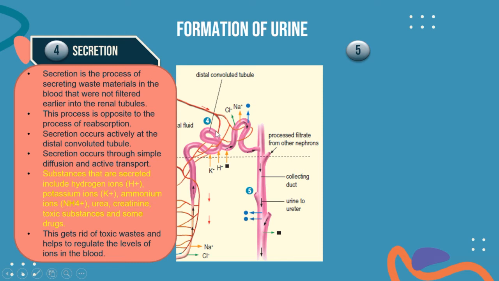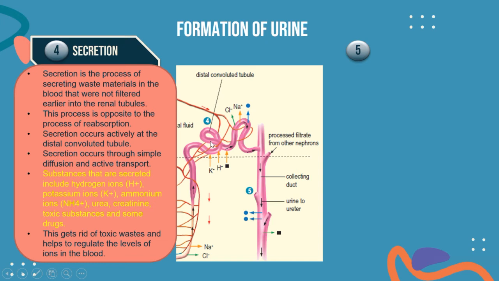Yeah, it will be secreted into the distal convoluted tubule from the blood capillary. So the movement of the substance is opposite to the reabsorption. If in reabsorption the movement of the substance is from the glomerular filtrate to the blood capillary, in secretion the movement of the substance is from the blood capillary into the distal convoluted tubule. Okay, that is referred to as secretion.